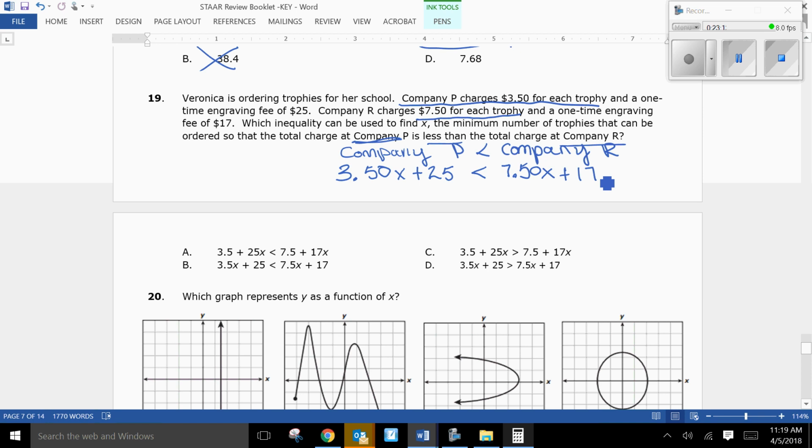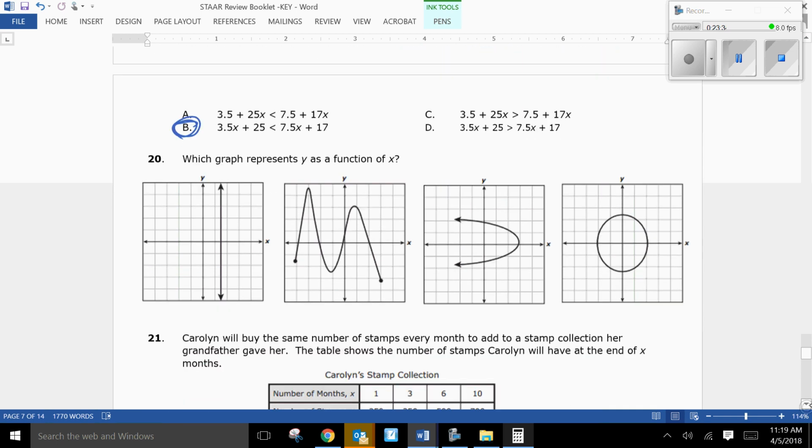Okay, so I'm looking for this. Okay, so I don't want to just look for my symbol. Be very careful about that because that can get a mistake. But I see right here, I have 3.5x plus 25 is less than 7.5x plus 17, which matches my inequality that I wrote. So B.